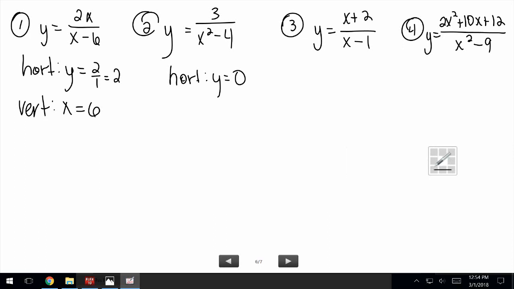All right. What about the vertical asymptote on this one? What's the vertical asymptote? Plus and minus, x equals plus and minus 2.